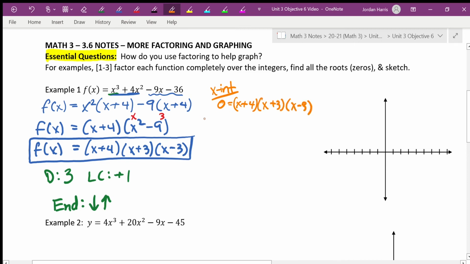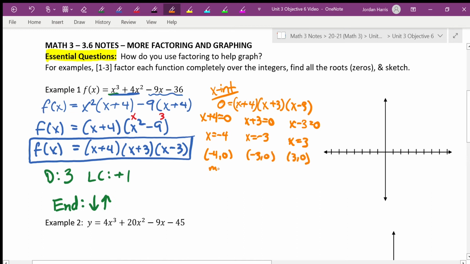So set each thing equal to 0. Hopefully you're getting good at this by now, recognizing things. So I get x equals negative 4, negative 3, and positive 3. They all end up with a multiplicity of 1 because we look at the exponents. Those factors all have a 1 exponent. They all cross once. And then finally your y-intercept, set x equal to 0.